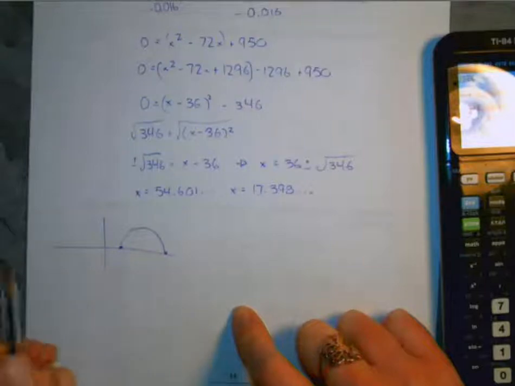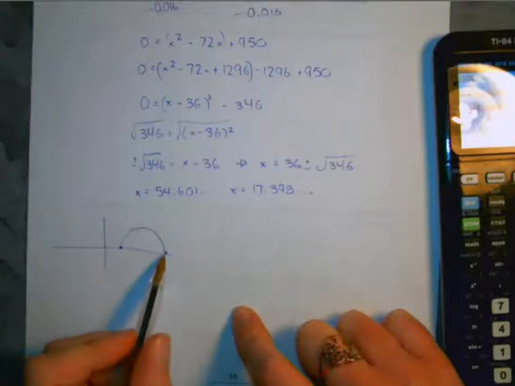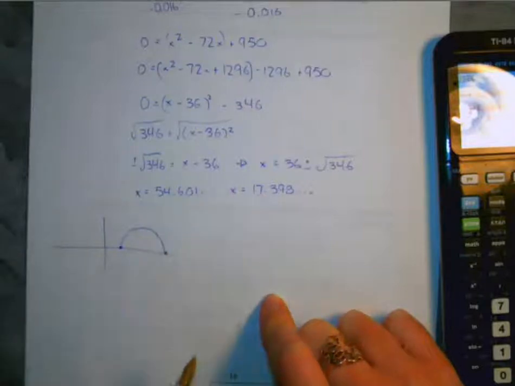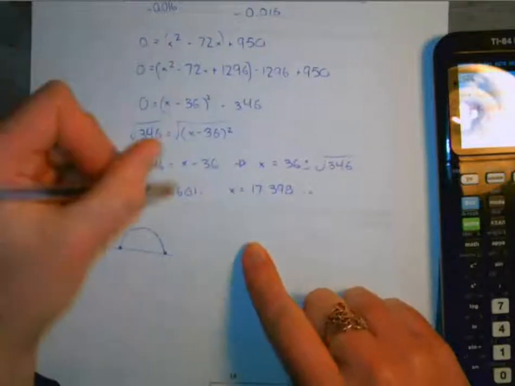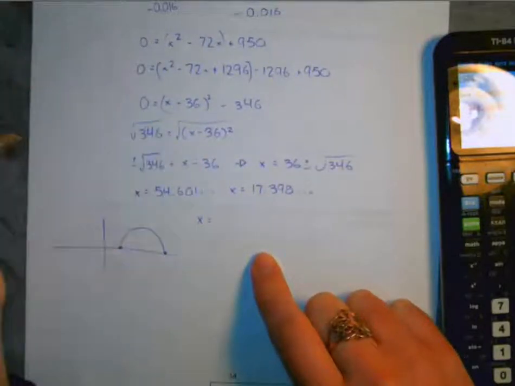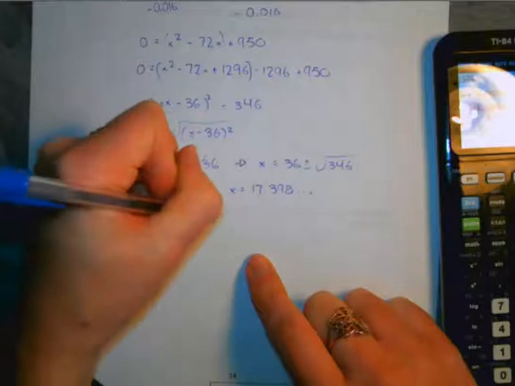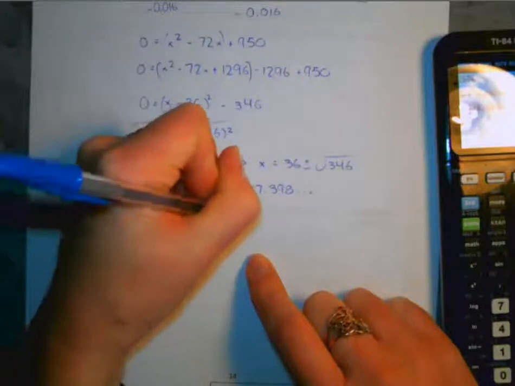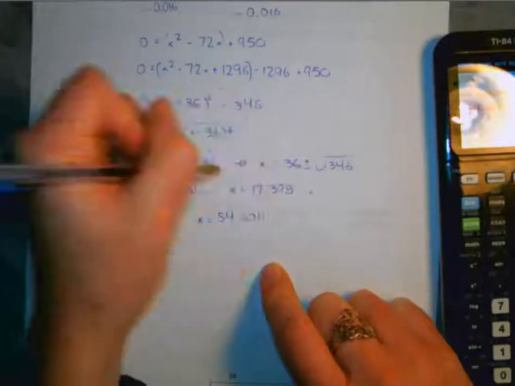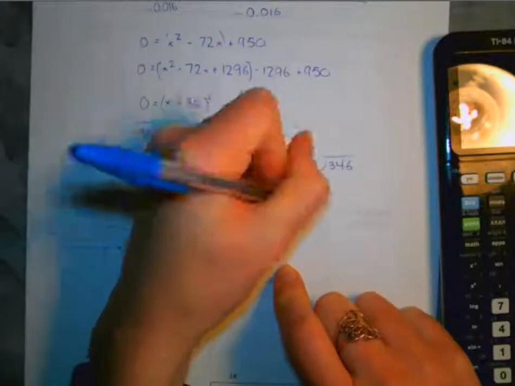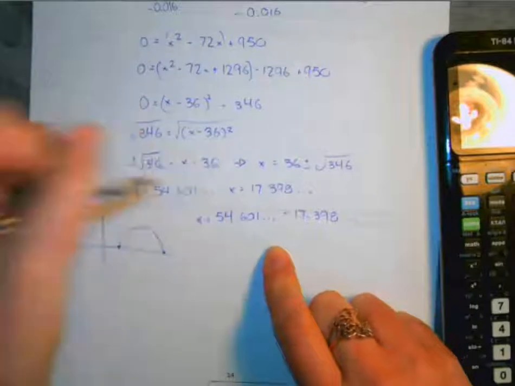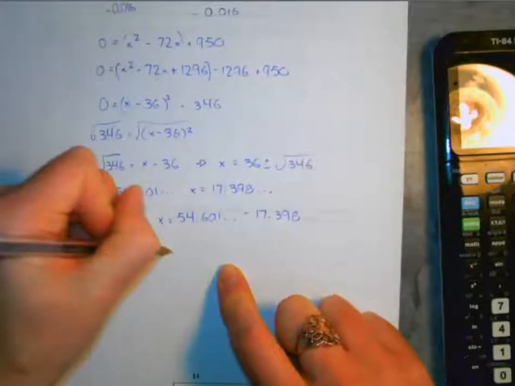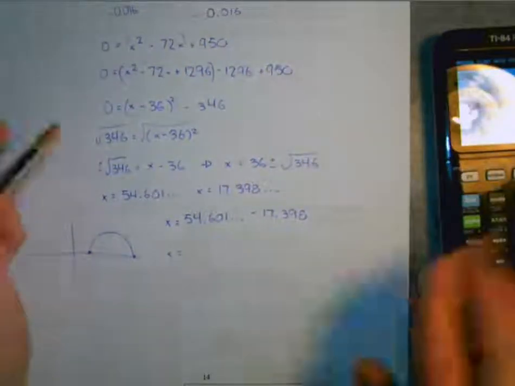If we're looking for the horizontal distance, we want to know how far it is between these two points. This is one of those times where we just have to find the difference, because the start of the parabola wasn't at the origin at 0. So x for the horizontal distance traveled is going to be 54.601 minus 17.398, something like that.